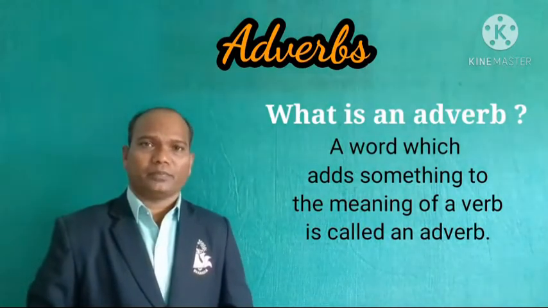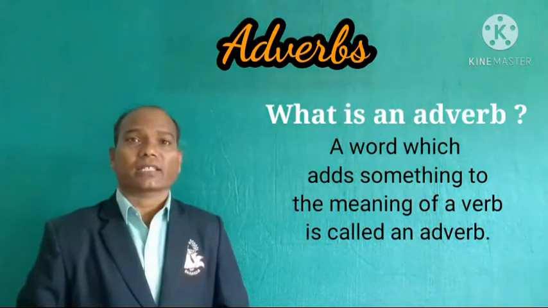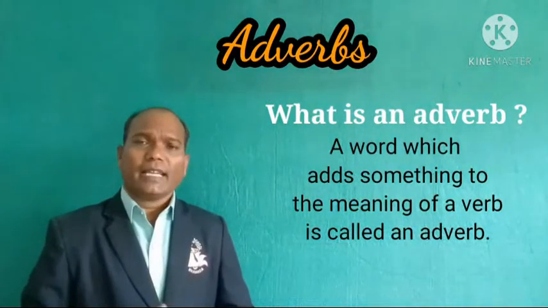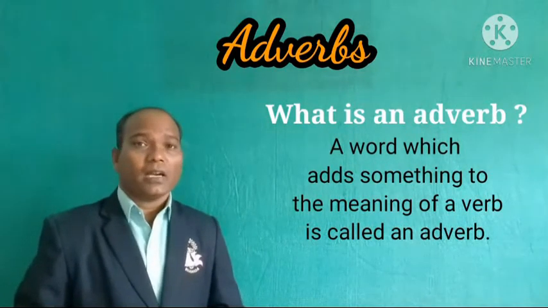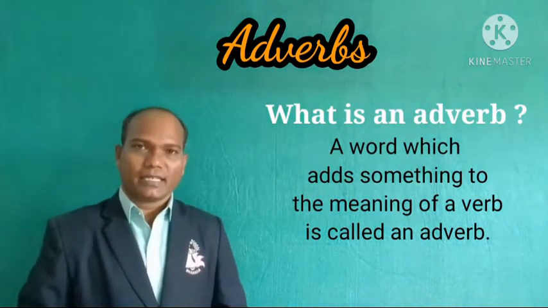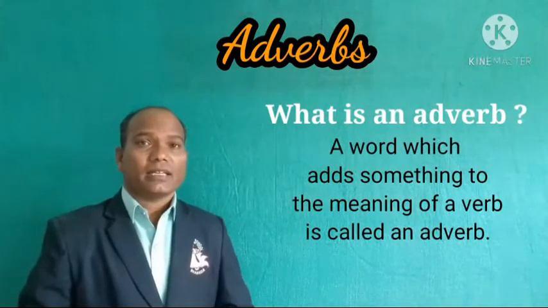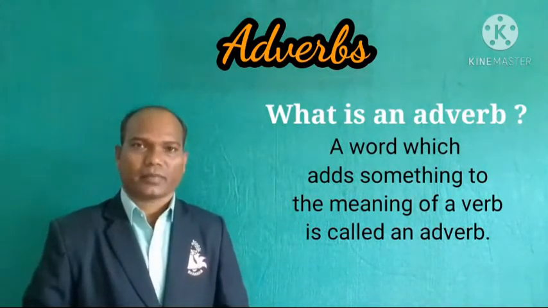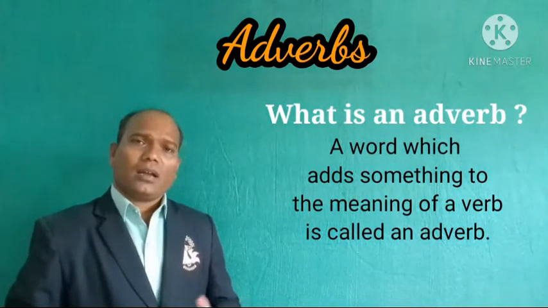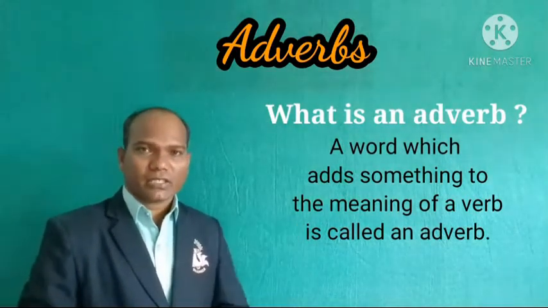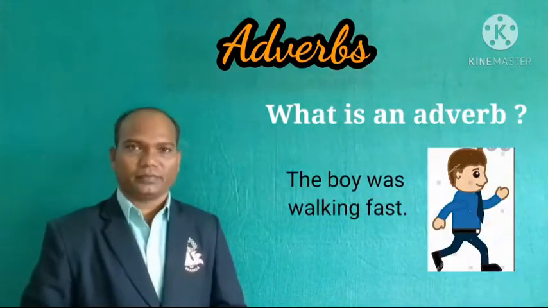An adverb tells us how an action is done. It also modifies the meaning of a verb. It helps us to describe different events. Now, dear students, let us understand this definition with the help of some examples.